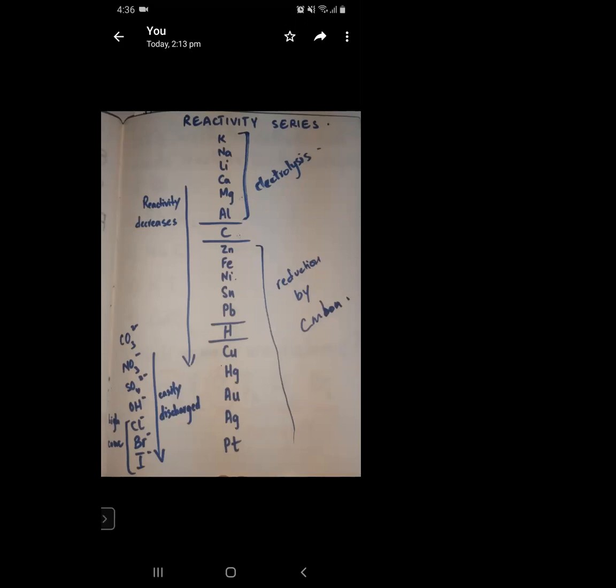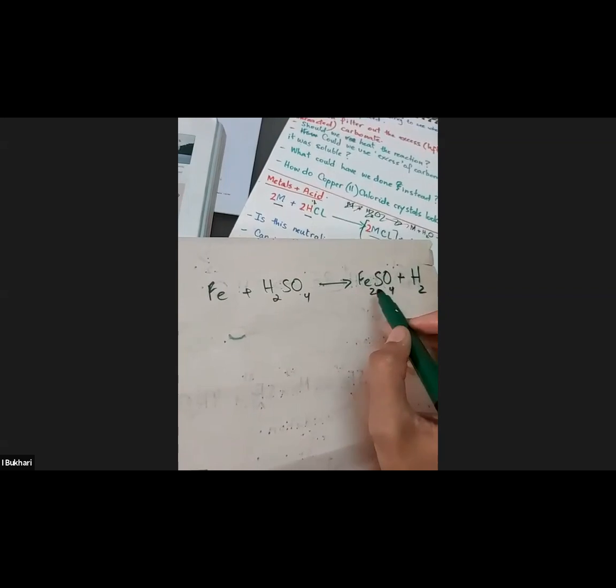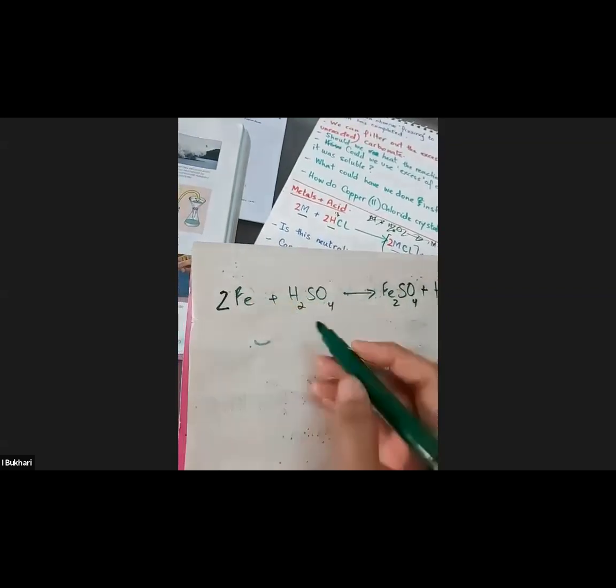So now we are dealing with iron and sulfuric acid, right? So is iron above hydrogen? Yes, it is. So that means iron is more reactive than hydrogen, and so it can kick hydrogen out and make iron sulfate, and hydrogen gas will be the byproduct. And is this balanced? H2SO4, but I need 2 of iron here. Yes.